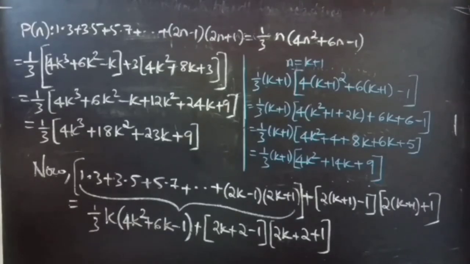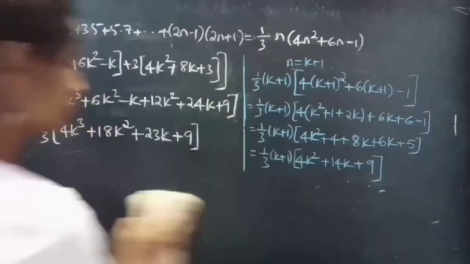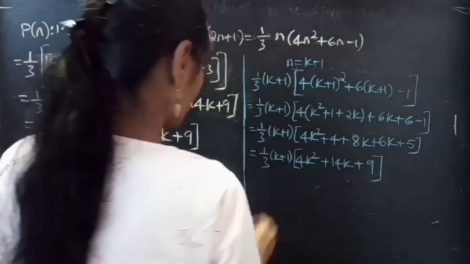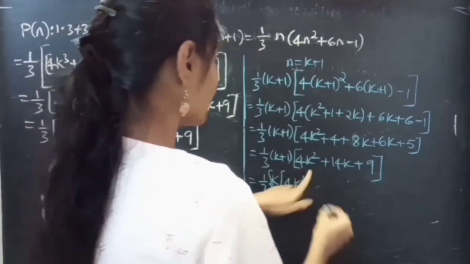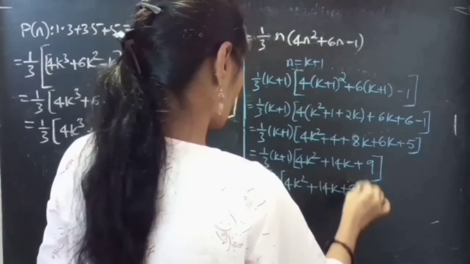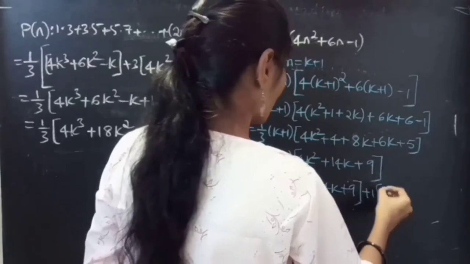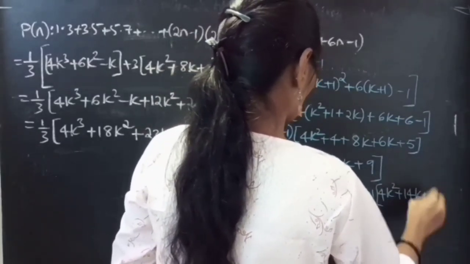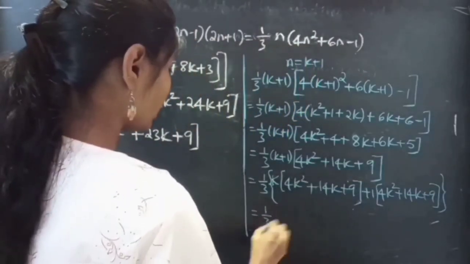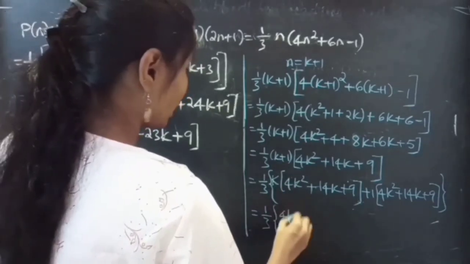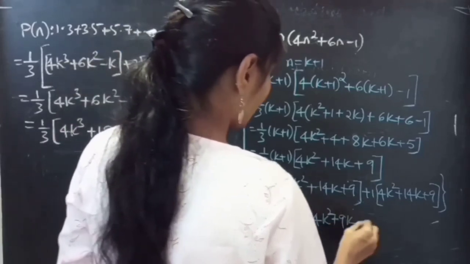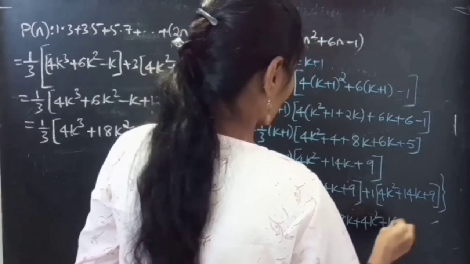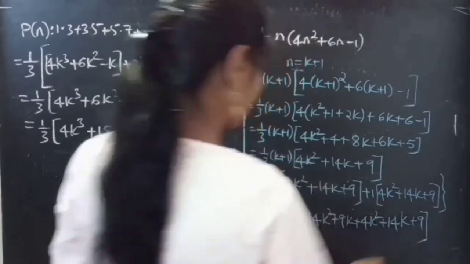Okay, fine. Now coming to this step. If you simplify this, you'll get 1 by 3 into k into 4k square plus 14k plus 9, plus 1 into 4k square plus 14k plus 9, which equals 1 by 3 into k into 4k square is 4k cube, plus 14k into k is 14k square, plus 9 into k is 9k, plus 1 into 4k square is 4k square, plus 14k plus 9.